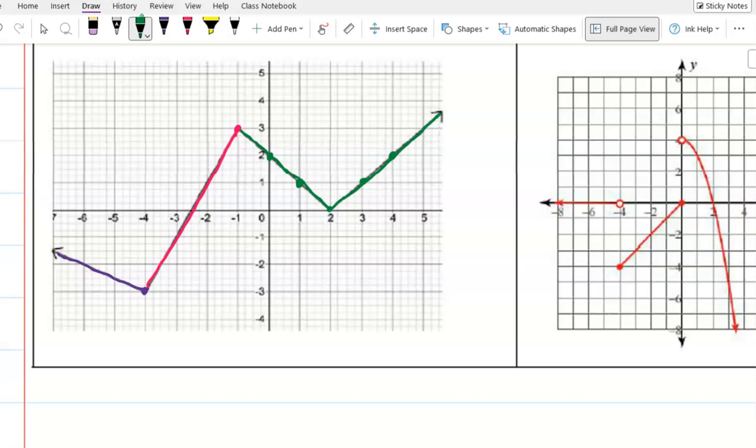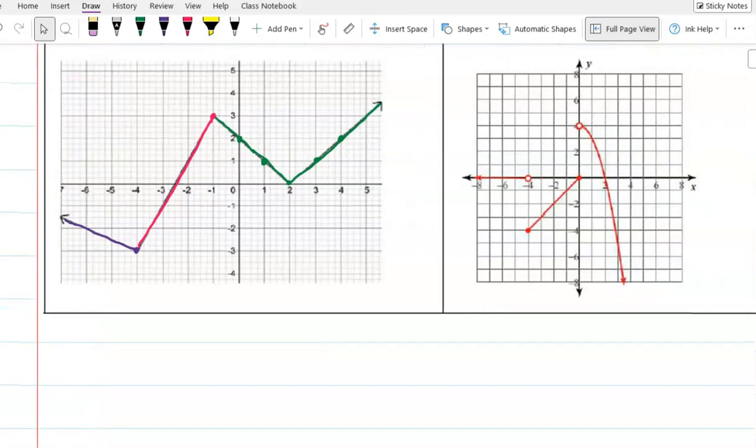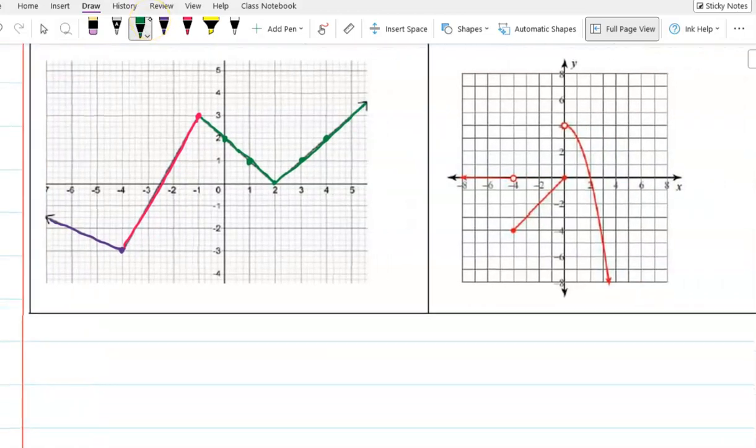I could make two linears and one absolute value. Okay, so f of x equals... well, that's so ugly. Better, but not great. Okay, so let's go ahead and tackle the absolute value first.